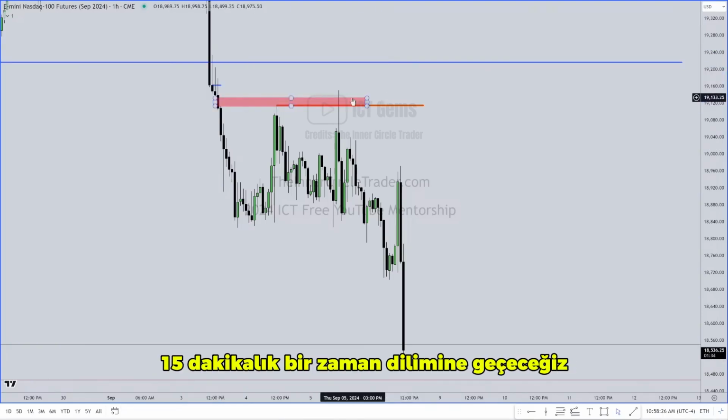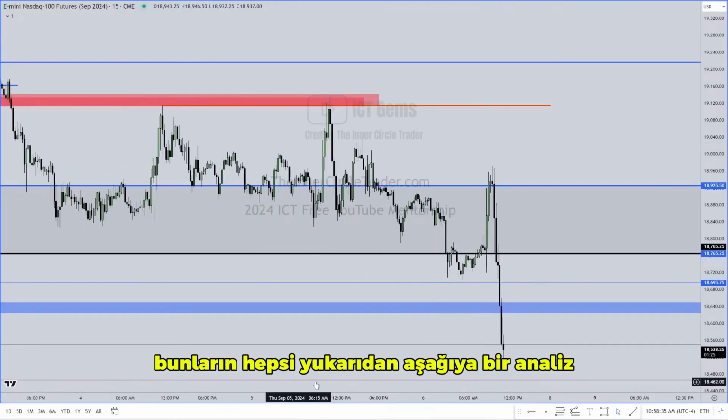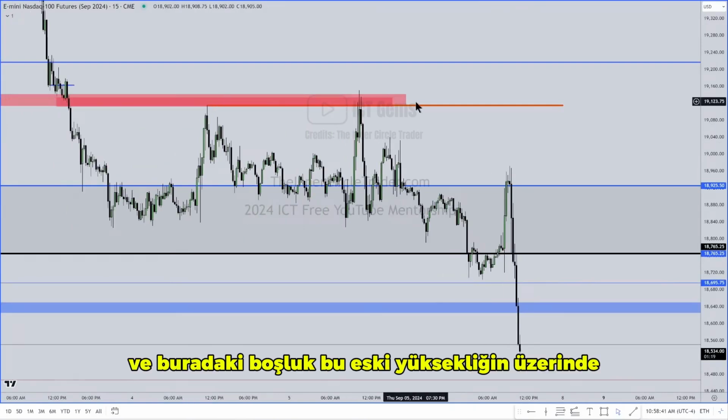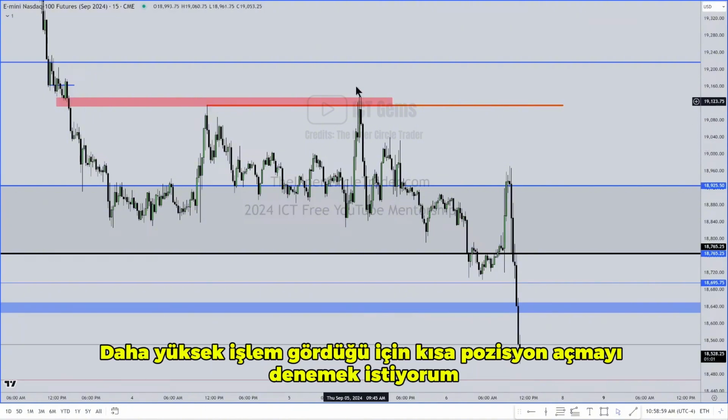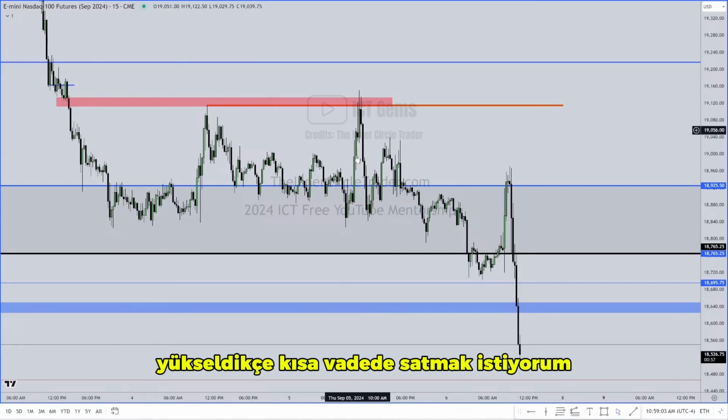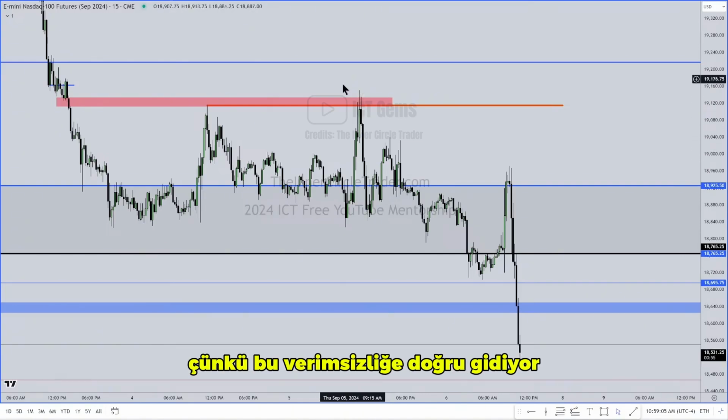This fair value gap, we're going to drop down into a 15-minute time frame. This is all top-down analysis. So here's that high, and this gap here is above this old high, and we're trading up. I want to try to take a short as it's trading higher. As it goes higher, I want to sell short into that, because it's going into that inefficiency.